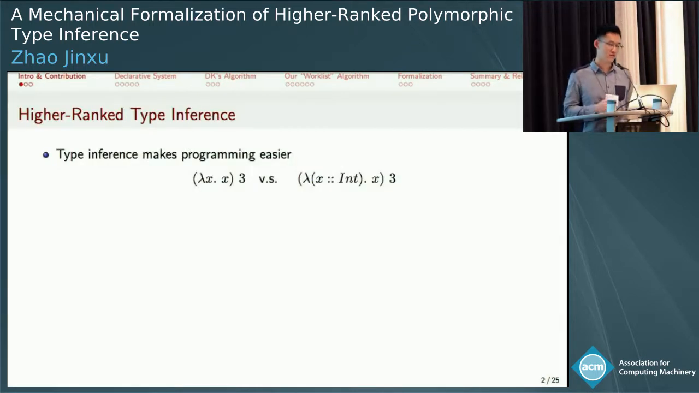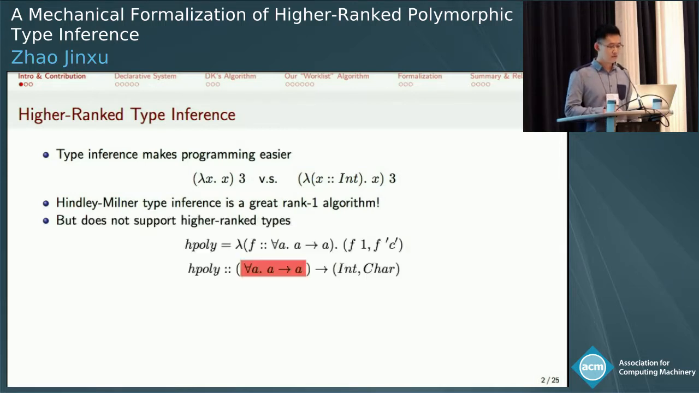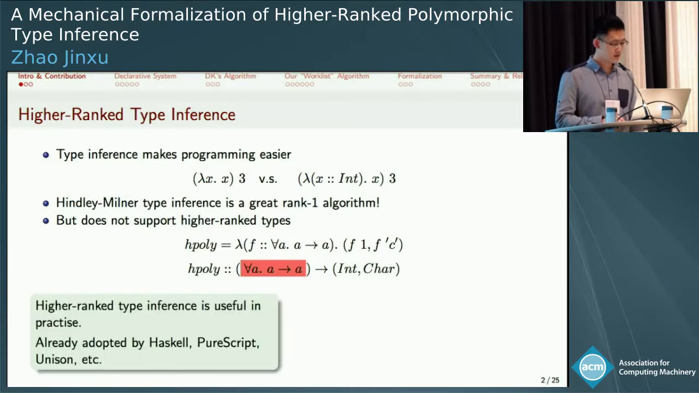Okay, so let's begin with type inference. I believe all of you know type inference. It makes programming easier. You don't need to specify the input types and output types all the time. Hindley-Milner type inference is one of the most famous ones. It's a perfect algorithm for rank 1. But if we want higher order types, for example, this h-poly function, the parameter type is a polymorphic type, right? And it cannot be handled by Hindley-Milner type inference.